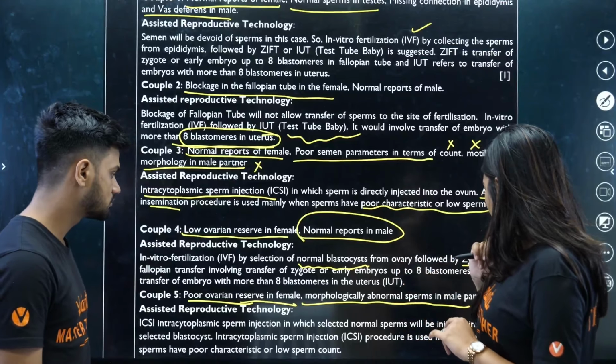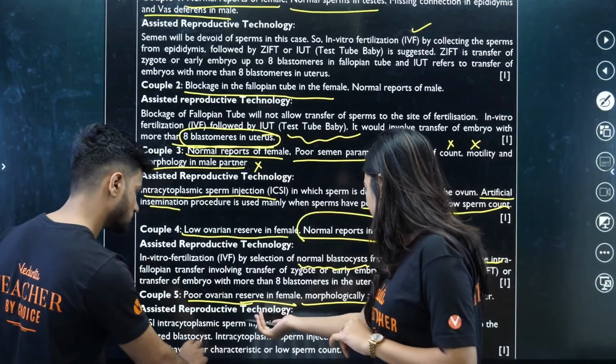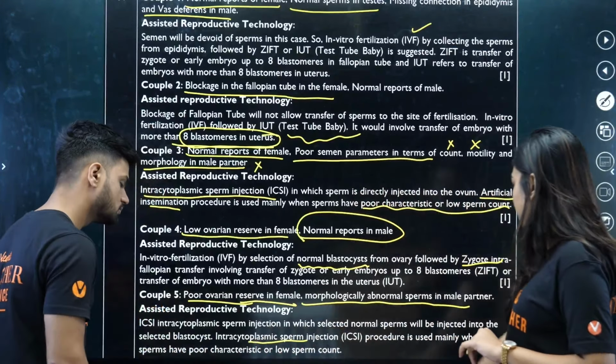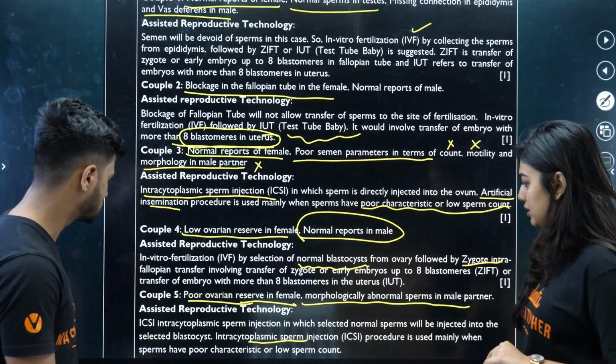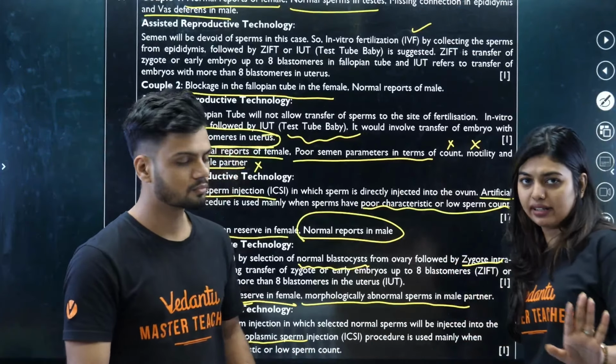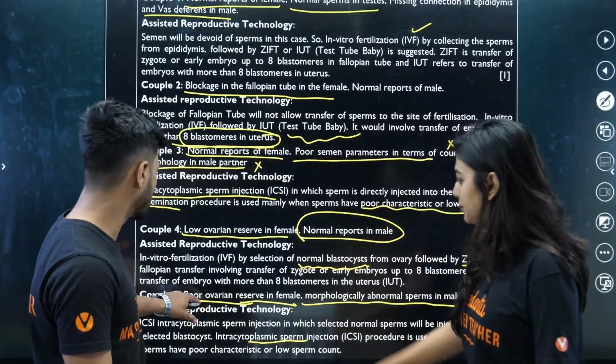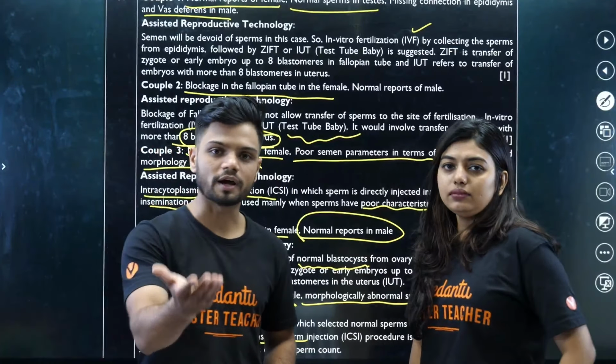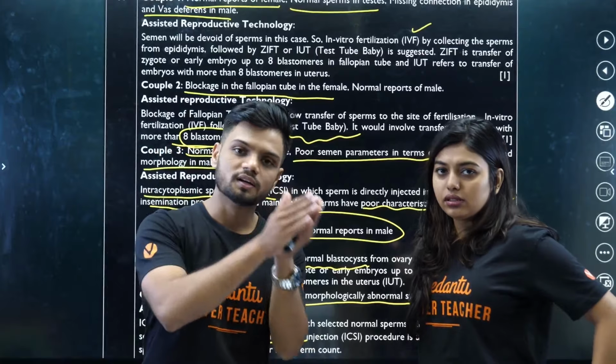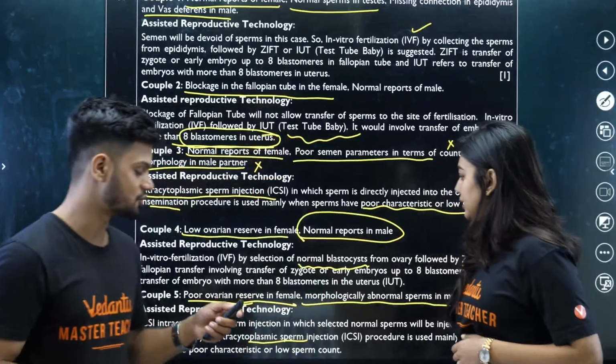So after intracytoplasmic sperm injection, we are expecting that even though the ovarian reserve is poor, it will be fine. Because the reserve is less, we again have to do IVF itself. We can do IVF or IUT directly. Yes, fertilization.